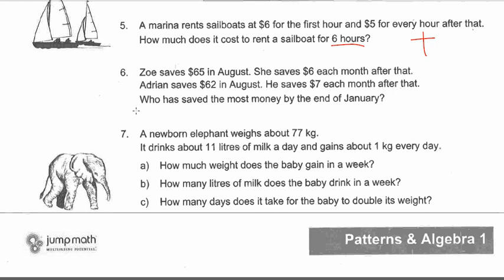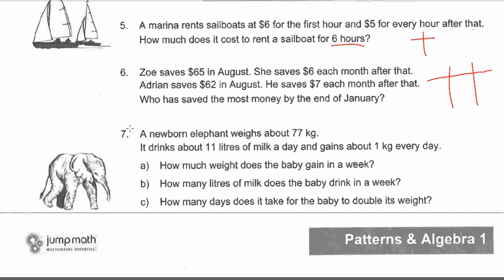Number 6, Zoe saves $5 in August. She saves $6 each month after that. Adrian saves $2 in August. He saves $7 each month after that. Who has saved the most money by the end of January? Well, in this case, you can actually do a double T table. And so go like this and have your month over here and then the person saving on each of those and do them side by side all the way up to January. So you need August, September, October, November, December, January.